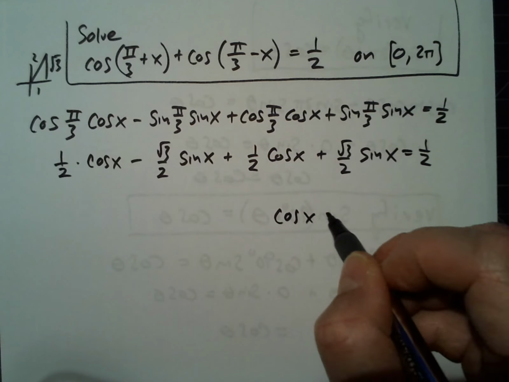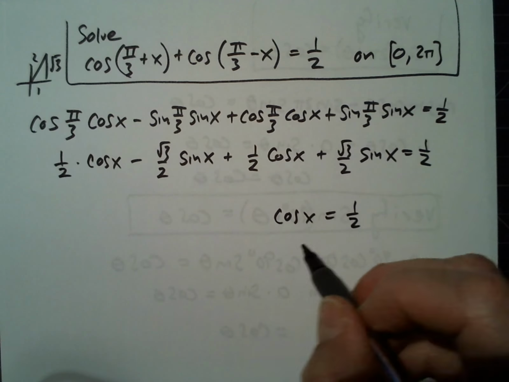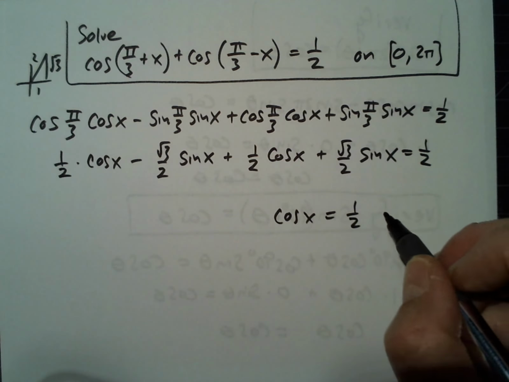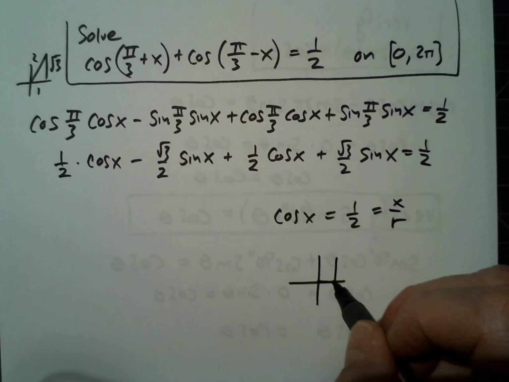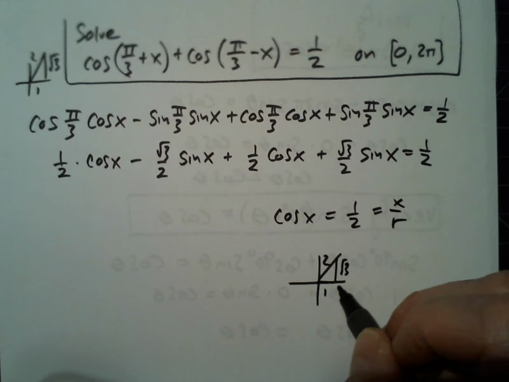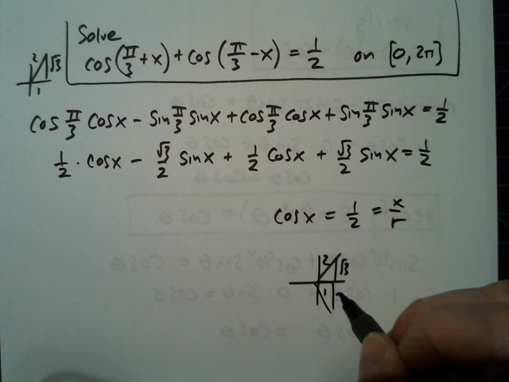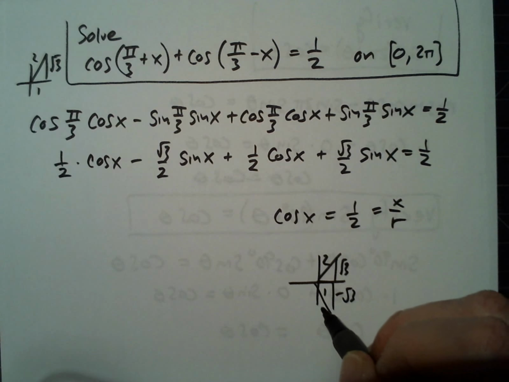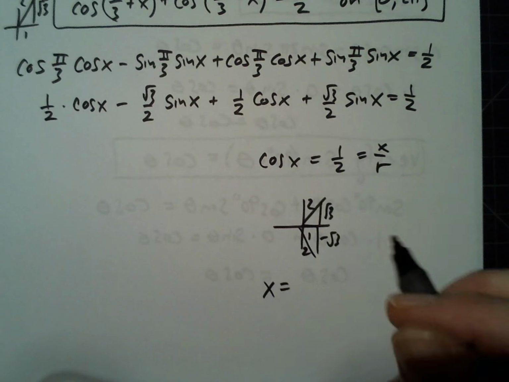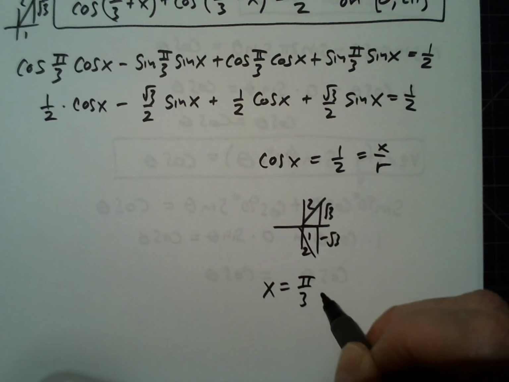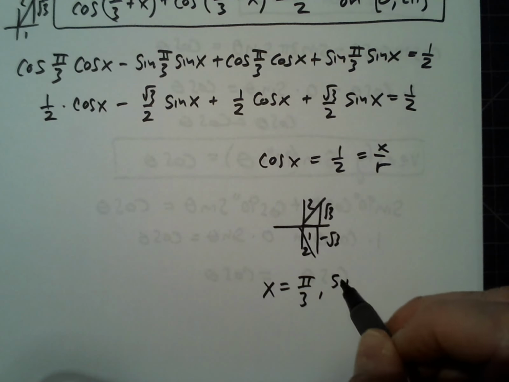And then we just get cosine x equals 1/2, which we're ready to solve, and we have x over r. X is positive 1, 2, radical 3, or we could do a negative radical 3 down there. But that gives us the solutions of pi over 3 and 5 pi over 3.